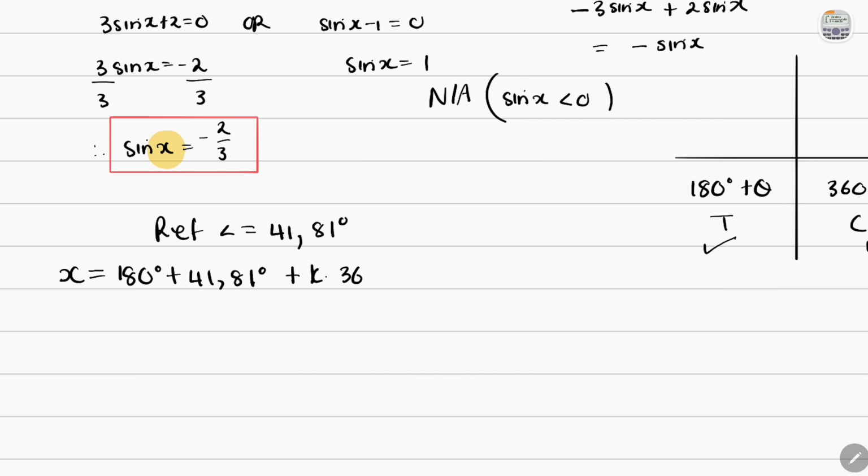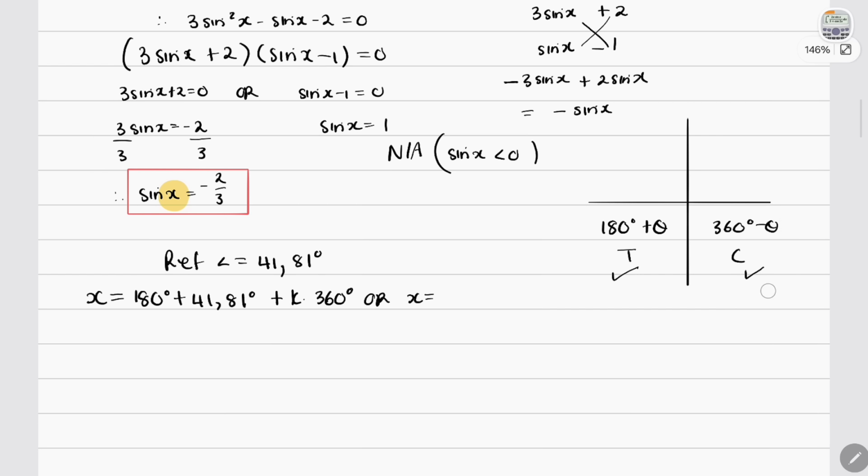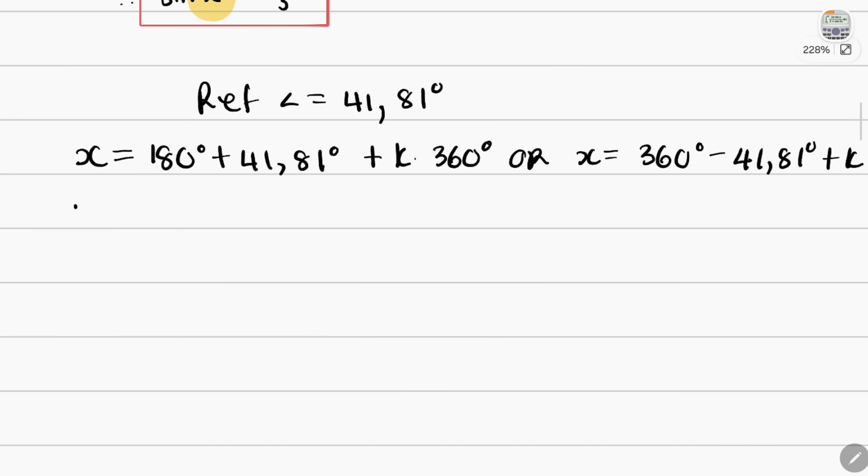So we say k 360 degrees, or, and then x is equal to, now the second solution would be, okay, so we'll say 360 degrees minus, and our angle is 41.81 degrees, again plus k 360 degrees. Then you can tell them where k is an element of integer values. That's what we're going to use. Okay, and now we can get the final answers.